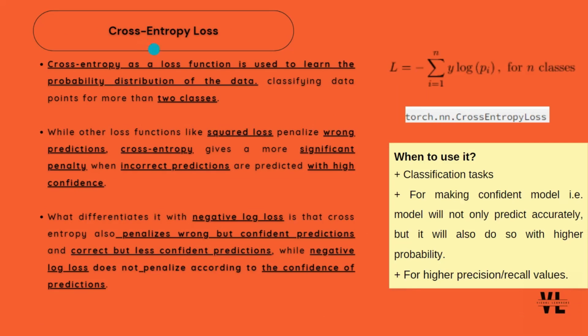If you have more than two classes, then it's better to use the cross entropy loss than the binary cross entropy loss. Cross entropy as a loss function is used to learn the probability distribution of the data, and it's used for classifying data points for more than two classes. While other loss functions like the squared loss penalize wrong predictions, cross entropy gives a more significant penalty when incorrect predictions are predicted with high confidence.